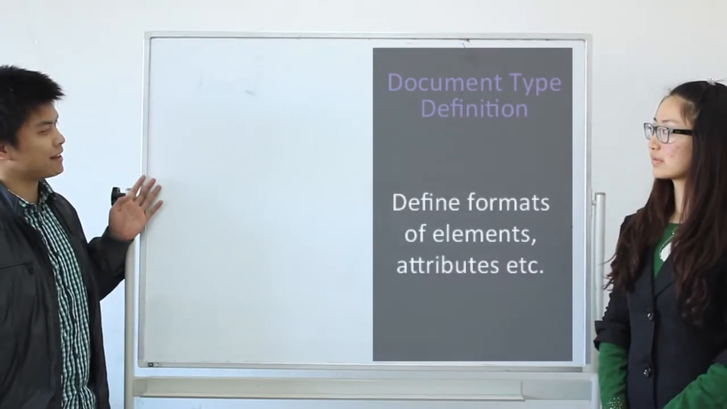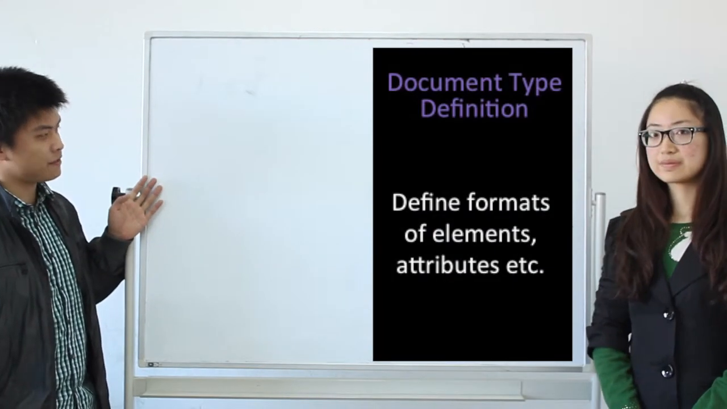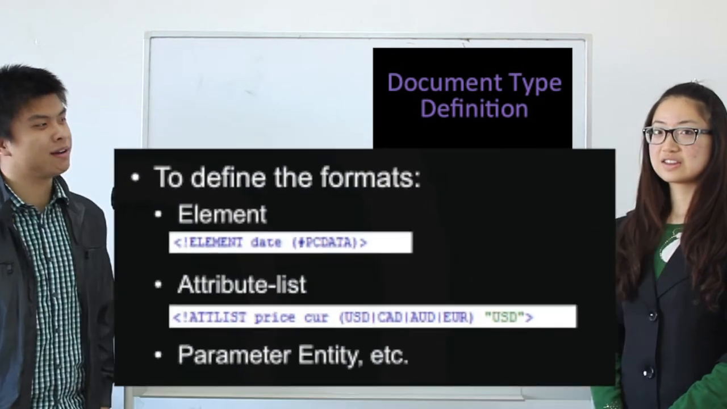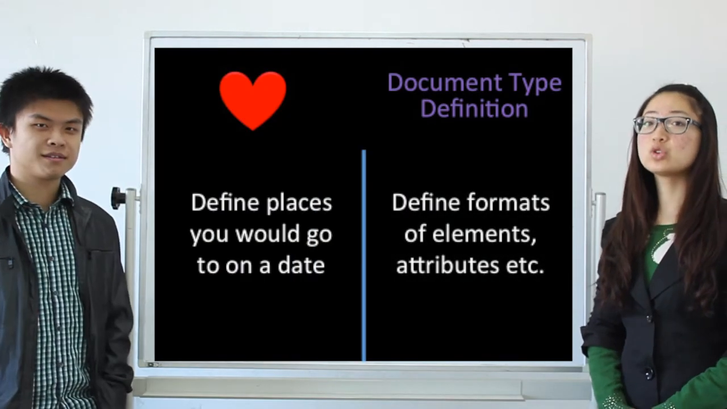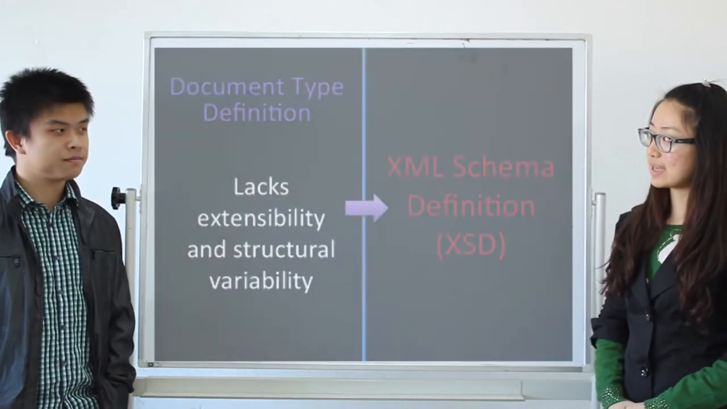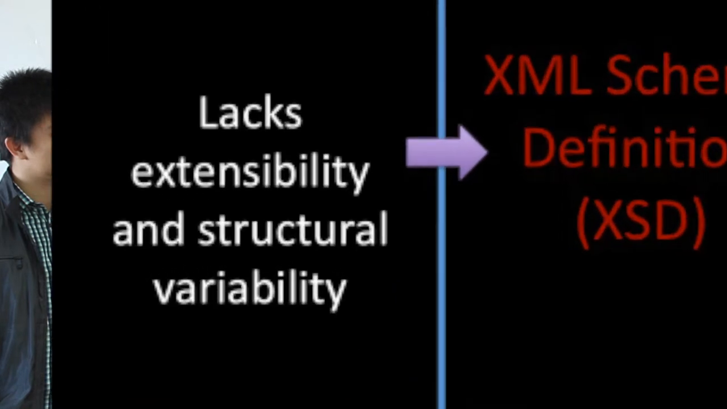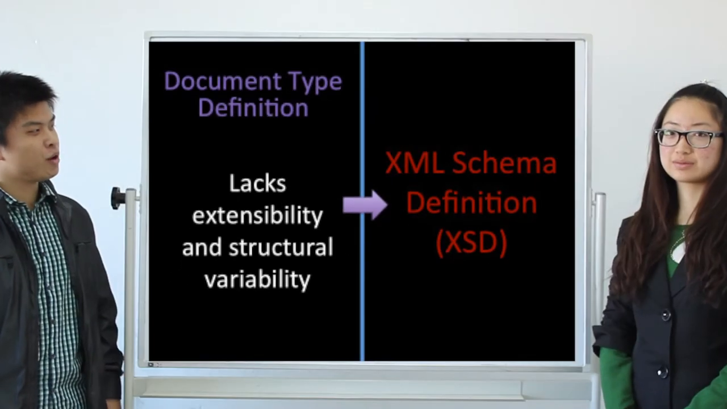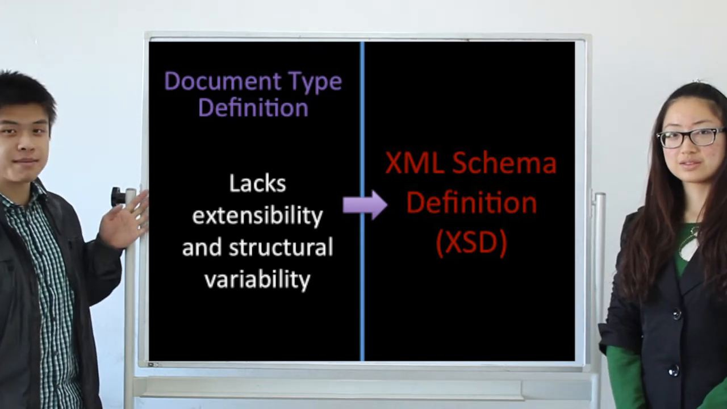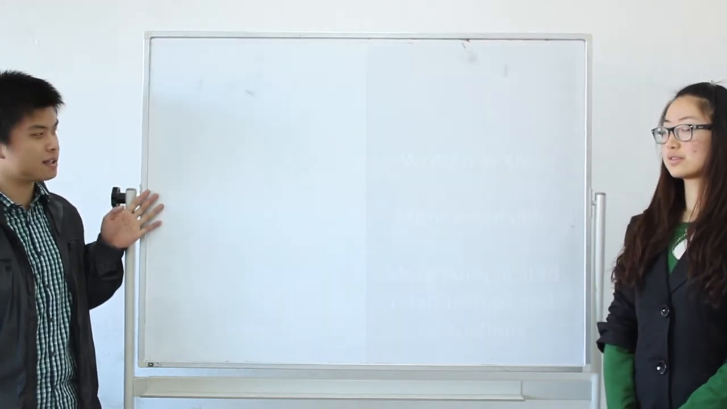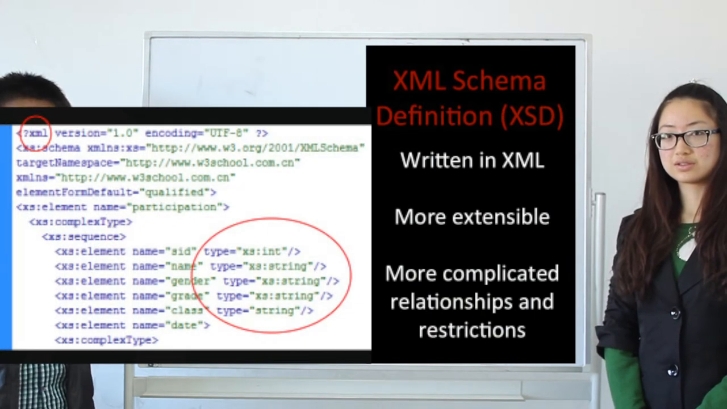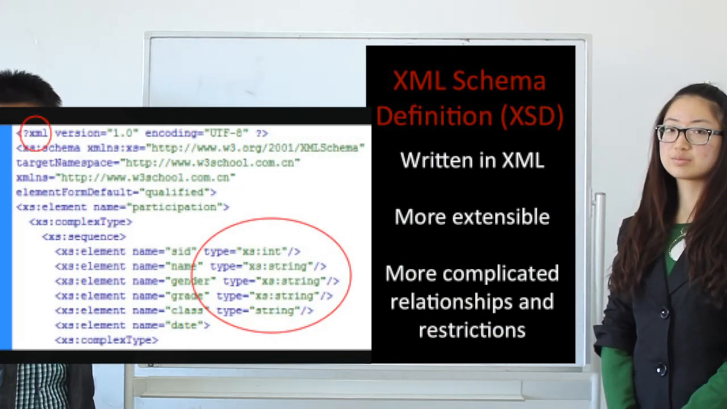Yes, you can define a DTD or document type definition for XML to define the formats of elements, attributes, etc. This is just like how you would list the places you would go to on a date. But does this format lack extensibility and structural variability? Yes, which is why we also have a more advanced schema language called XML Schema Definition, or XSD. It is written in XML, is more extensible, and can have more complicated relationships and restrictions.